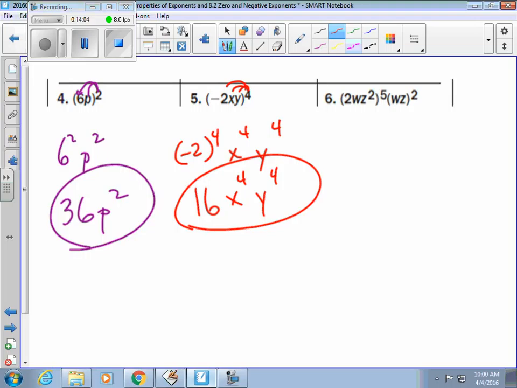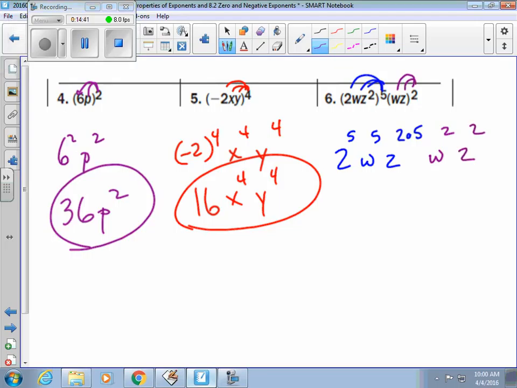Number 6 puts all of it together. You have the first set of parentheses, 2w z squared, all being raised to the 5th power. That means 2 gets raised to the 5th, w gets raised to the 5th, and z squared gets raised to the 5th. Remember, a power to a power means to multiply 2 times 5. On the other one, they're all being raised to the 2nd power. That means w gets raised to the 2nd power and z gets raised to the 2nd power.